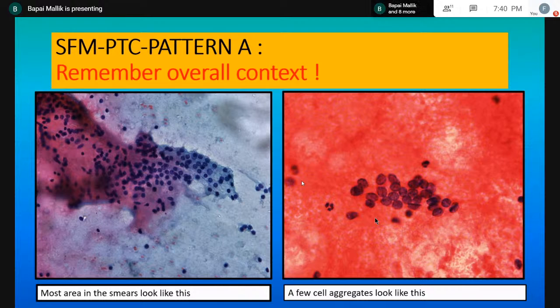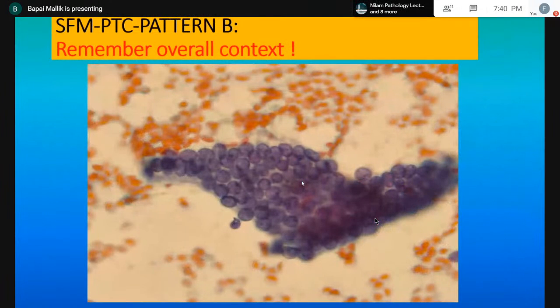But of course, you are not going to mention words or phrases like pattern A in your report. This is just for our contextual and conceptual understanding. Now, this one is what I would call pattern B. You have got many cells which look like this.